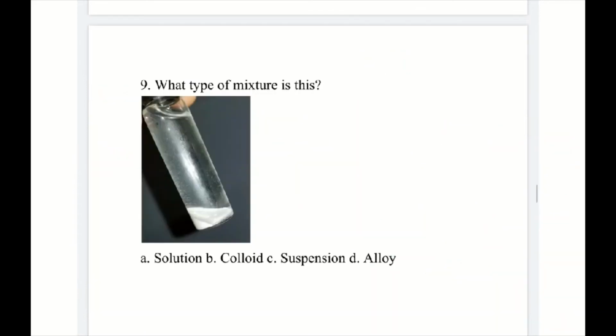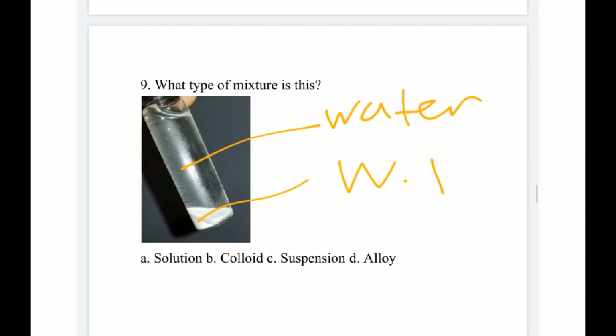What type of mixture is this? Well, looking at this, I see some water and I see some white powder. So they are clearly distinct and they seem like they're easily separable. So as a result, I think the answer is a suspension. It is not an alloy because it is not a mix of two metals. It is not a solution because I can easily tell the difference between the two components. And it is not a colloid because the particles are not small to the point where I can't see them. In fact, I could clearly see them right there.